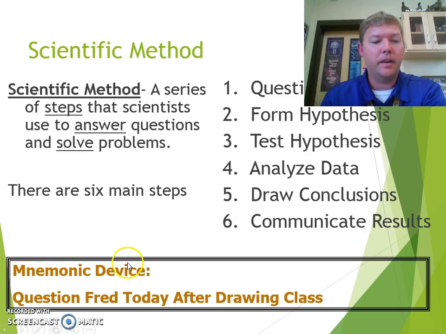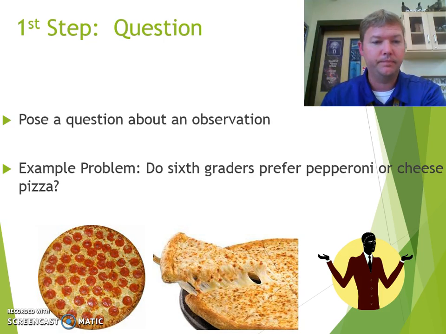I like this mnemonic device here at the bottom to help us remember these 6 steps. It's called Question Fred Today After Drawing Class. The Q in question stands for come up with a question. The F in Fred, form hypothesis. The T in today, test hypothesis. A for analyze results. 5, D for drawing conclusions. And 6, the C in class stands for communicate results. Make sure you rewrite this in your notes to help you remember this phrase, Question Fred Today After Drawing Class, for the 6 steps of the scientific method.